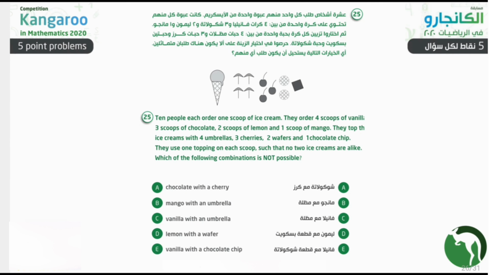Okay, so here we have 4 vanilla scoops. So we will use with them each one of these here. So we will use 1 biscuit and 1 wafer, 1 chocolate and 1 wafer, and 1 cherry and 1 umbrella. So we cannot select vanilla with umbrella here. This one is not correct, and vanilla with chocolate chip is not correct.